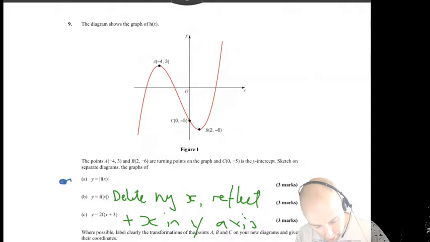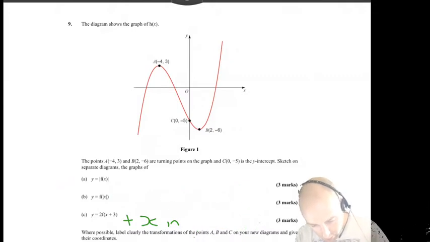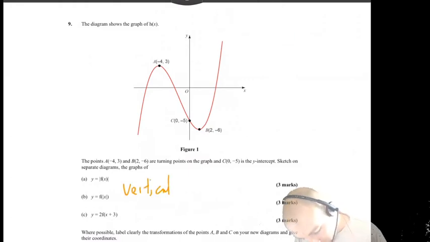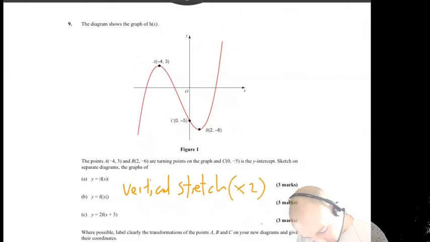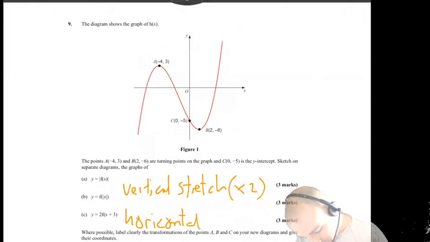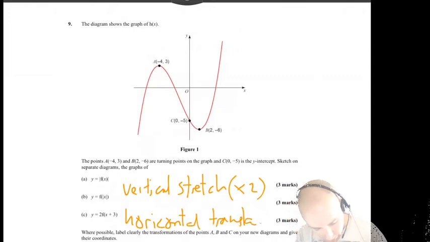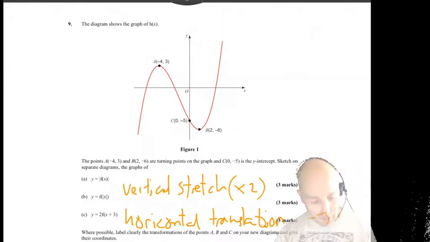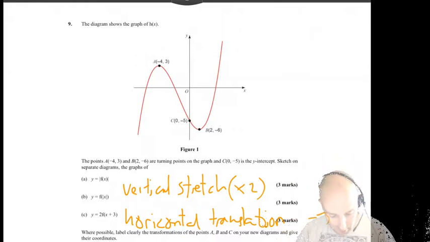is a stretch and a translation. So we've got a vertical stretch times 2 and a horizontal translation of -3. Because remember, x always does the opposite to what it says. So it doesn't matter what order we do these in.